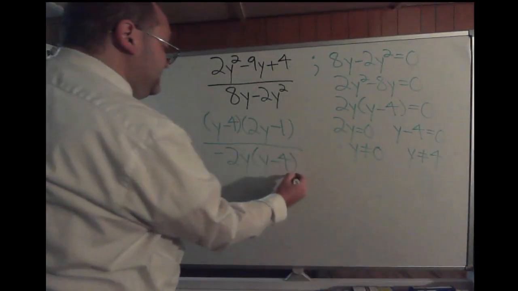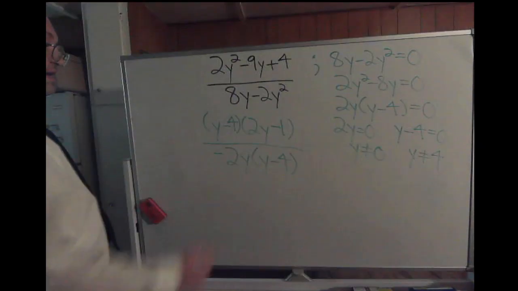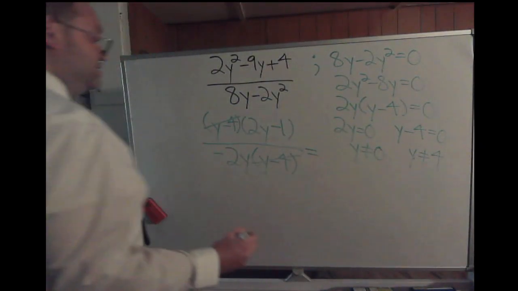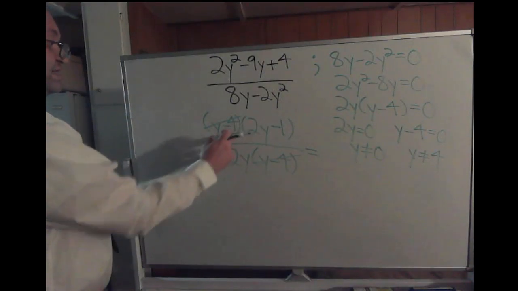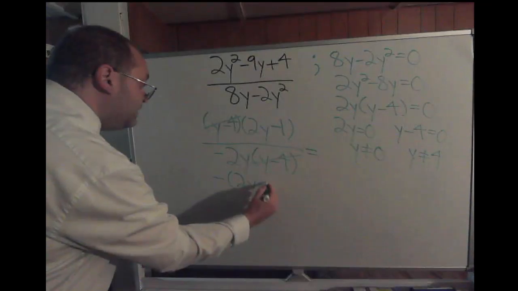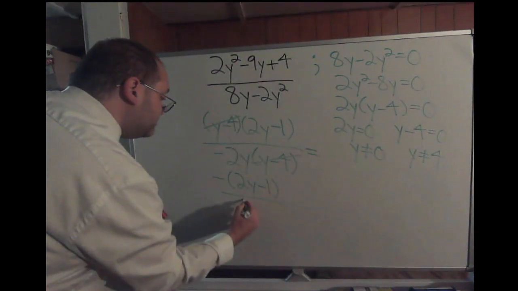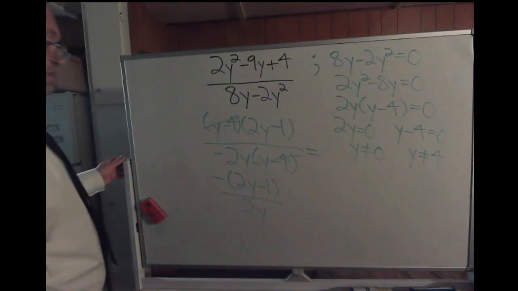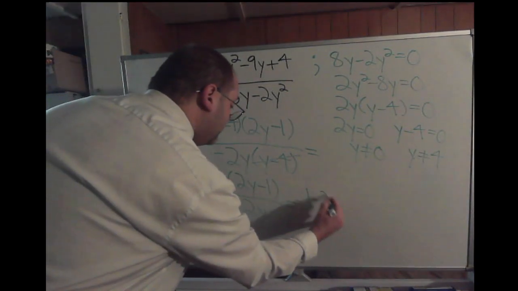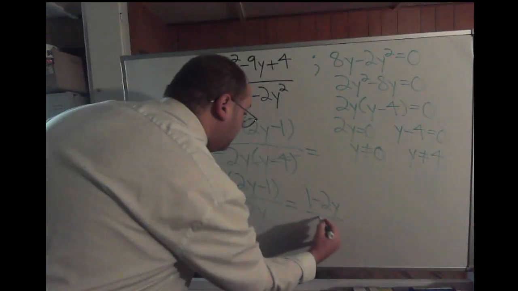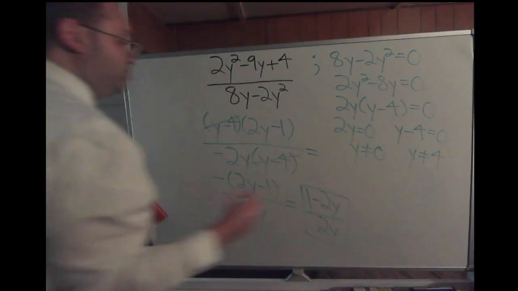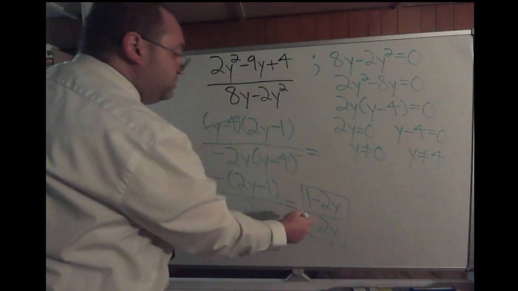Well, it's clear to see that between the numerator and denominator, y minus 4 factors out. So let's move the negative sign to the numerator. You get negative of the quantity of 2y minus 1 all over 2y, which if you distribute the negative sign, you would end up getting 1 minus 2y all over 2y. So the simplification of this fraction would be 1 minus 2y all over 2y.